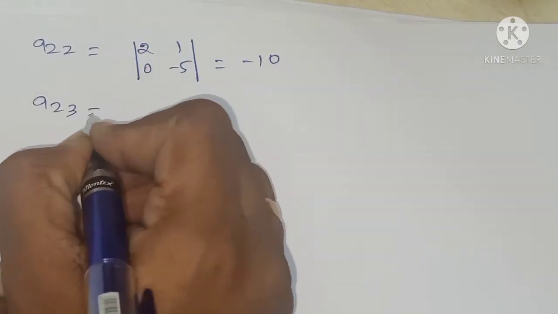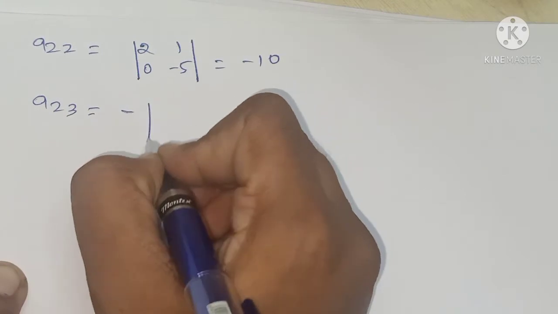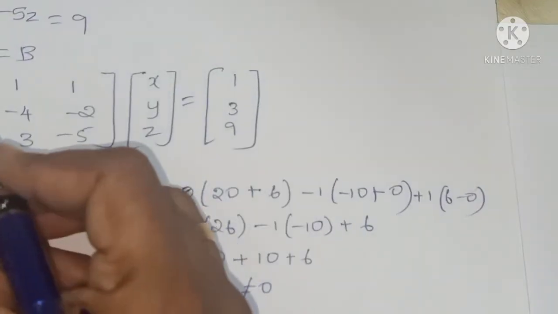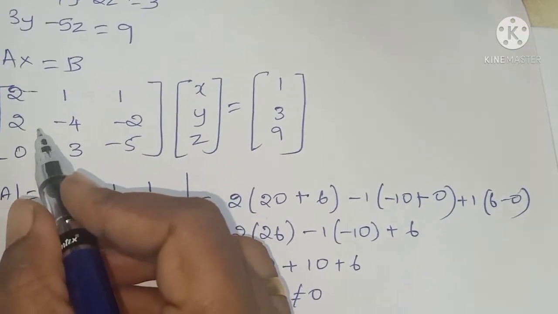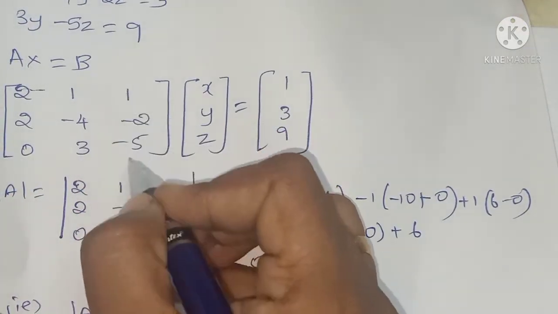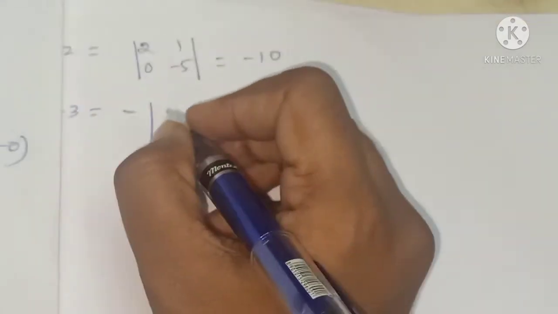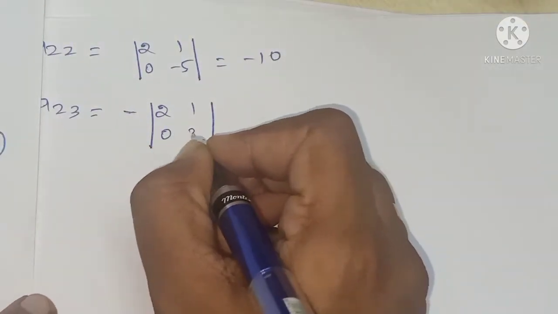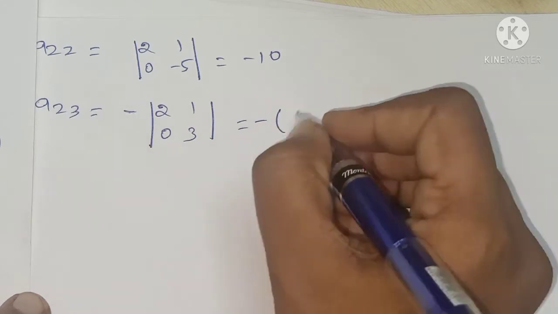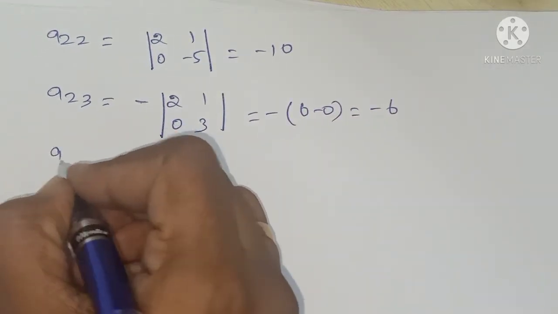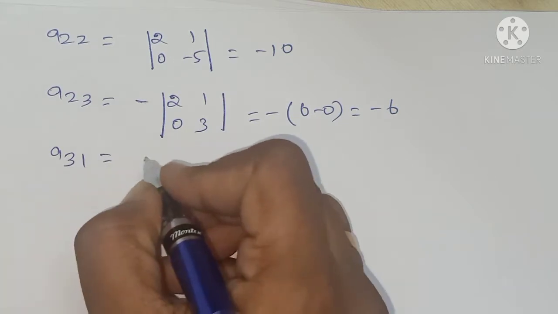Next one, A23. 2 plus 3 is 5. It is an odd number, so put a negative sign. Hide the second row and third column. We get 2, 1, 0, 3. So this is equal to minus of 6 minus 0 gives us minus 6. Next one, A31. 3 plus 1 is 4.